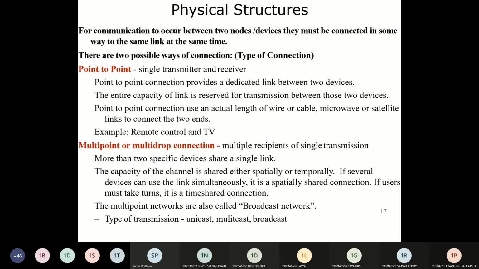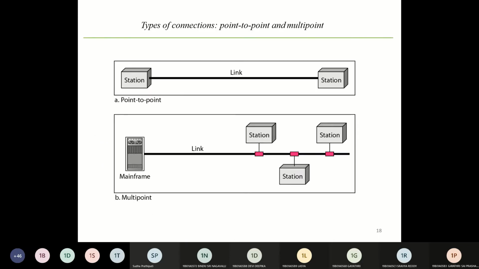So let me show you the diagram. Can you see the diagram here for the point-to-point and multi-point? Yes, ma'am. Okay, so the point-to-point connection provides a dedicated link between two devices. So there will be a specific link between the two devices, and the entire capacity of the link is reserved for transmission between those two devices only. And most of the point-to-point connections use a cable.